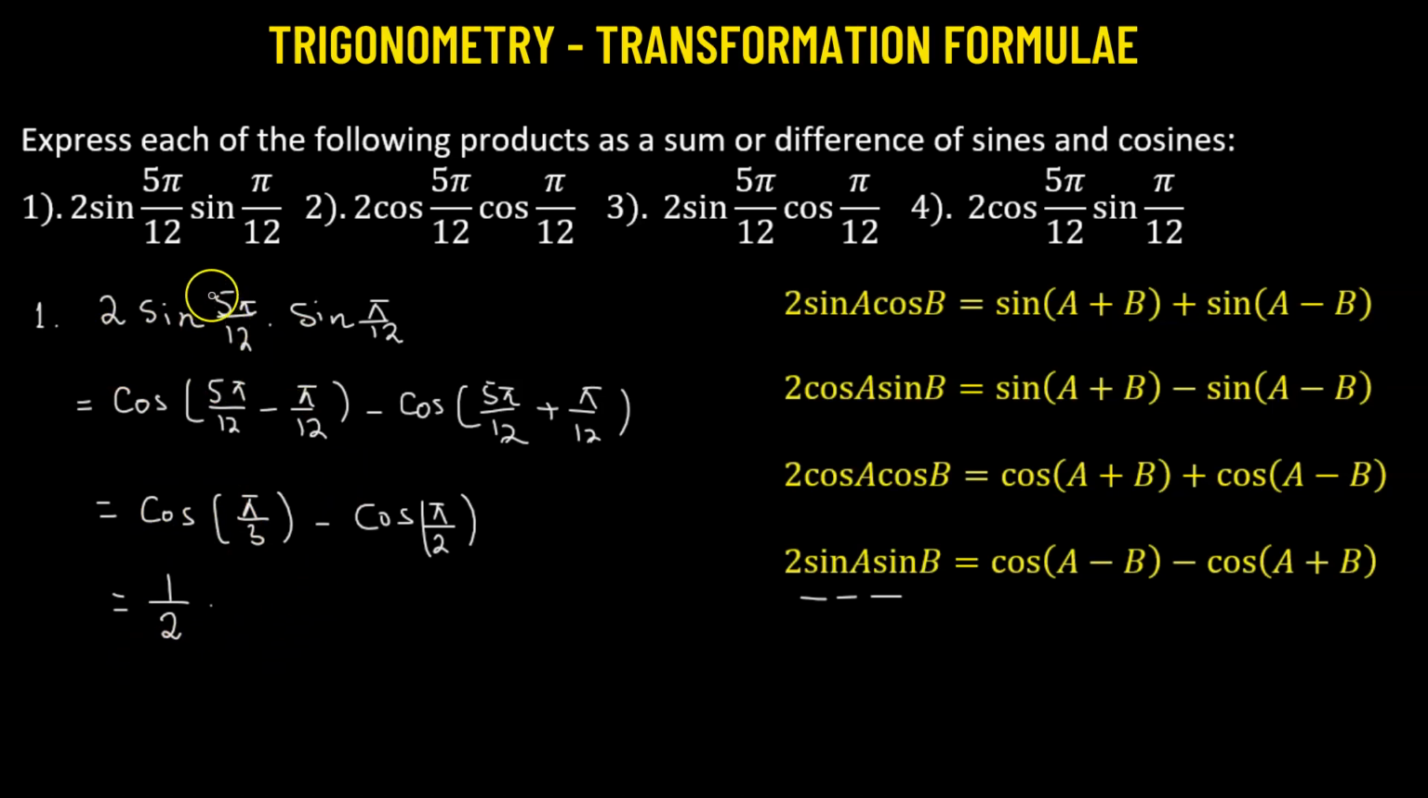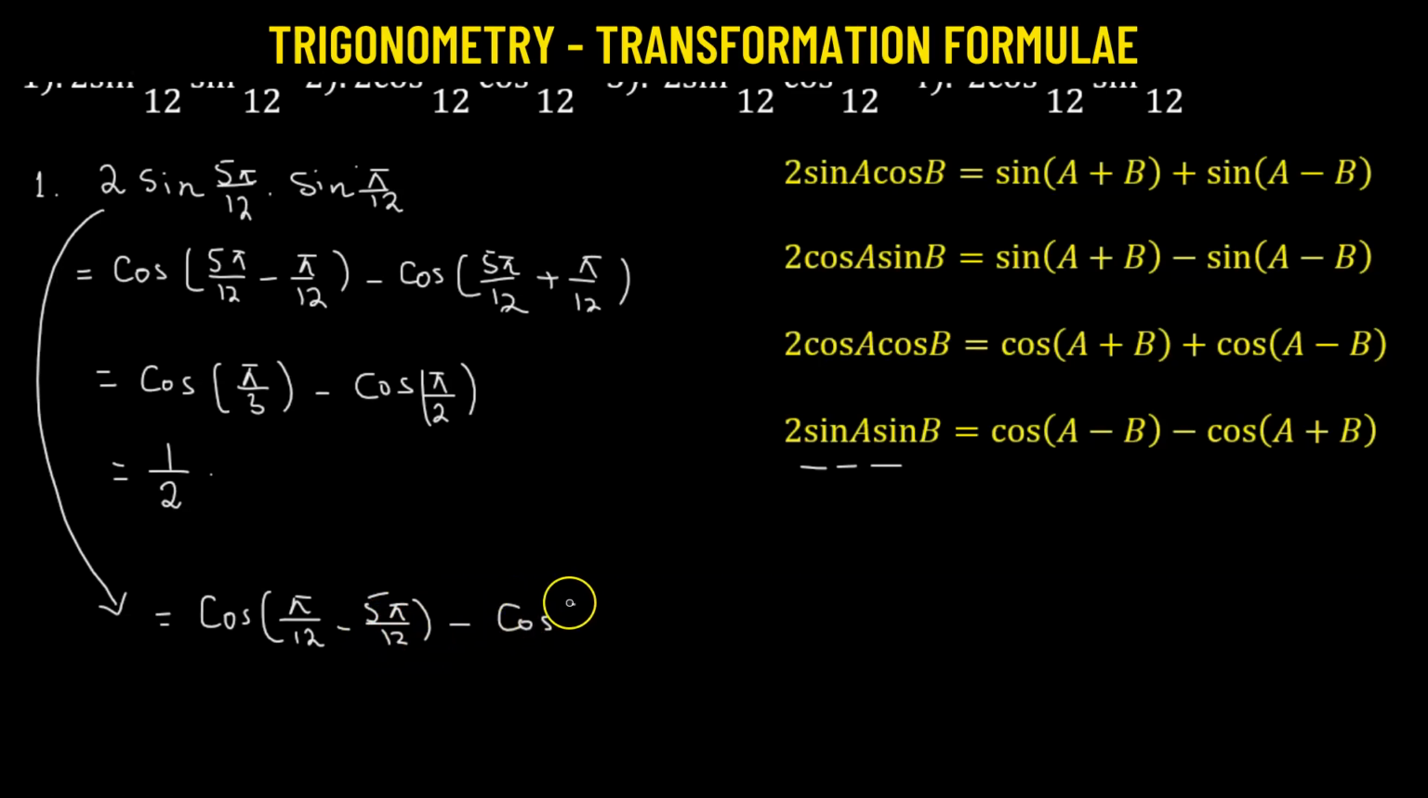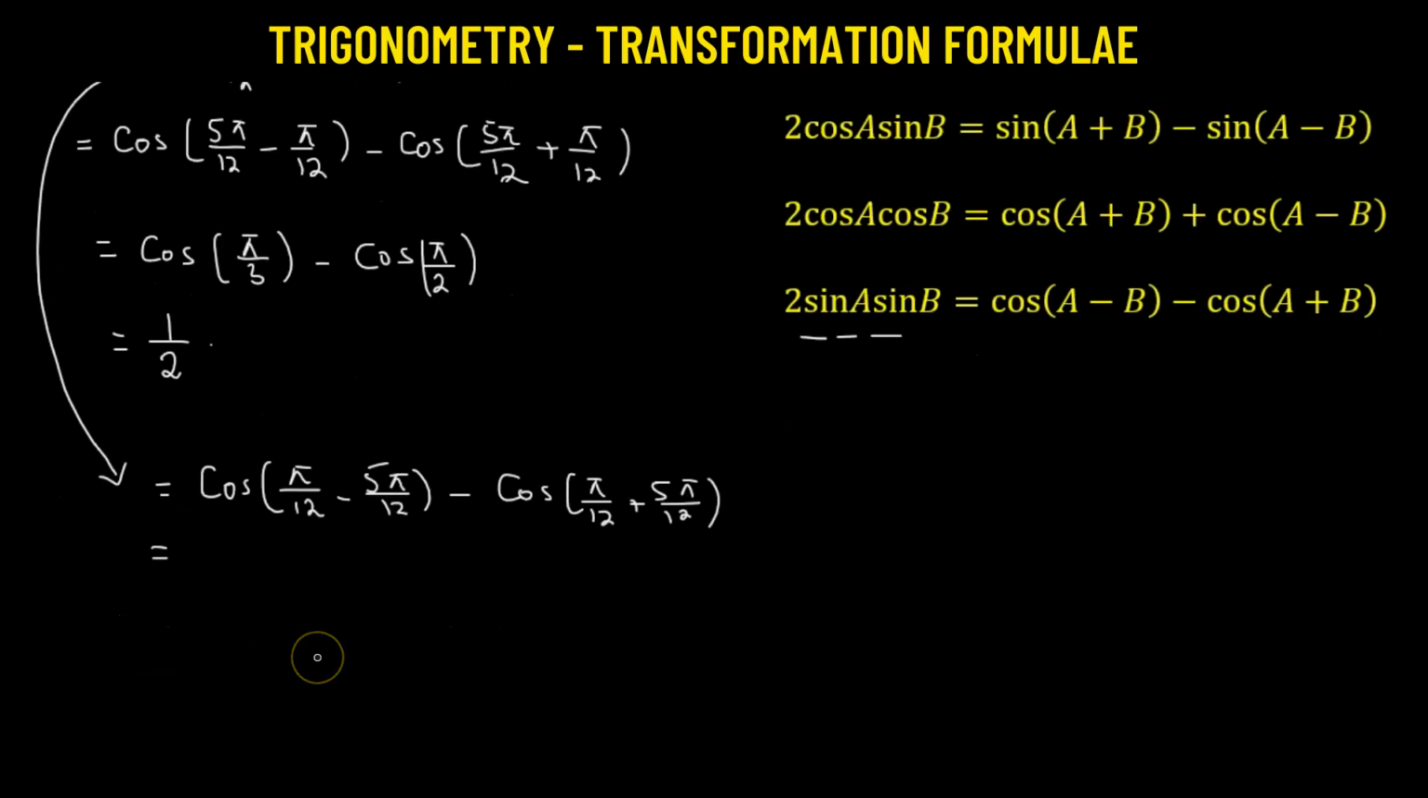You might have a confusion, like how do we choose the value of A and B? What if I have chosen pi over 12 as A and 5 pi over 12 as B? So let's check that out, what kind of answer it gives us. So here, instead of this step, we are considering A to be pi over 12. So we take cosine of pi over 12 minus 5 pi over 12, minus cosine of pi over 12 plus 5 pi over 12. Right. Now cosine of pi over 12 minus 5 pi over 12 is going to be cosine of negative pi over 3, minus, this is going to remain the same, cosine of pi over 2.